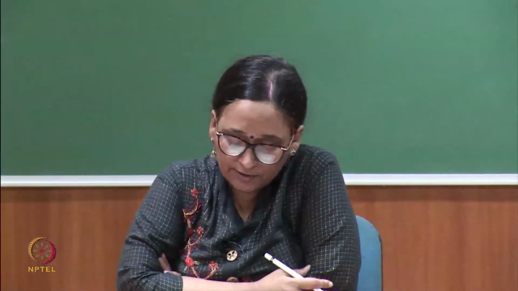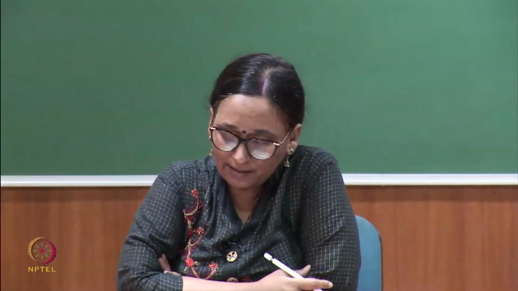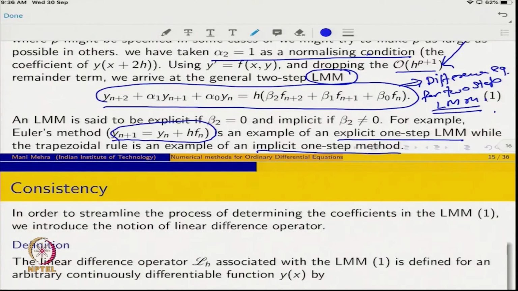Now, in order to streamline the process of determining the coefficients of this linear multi-step method, we introduce the notion of a linear difference operator. The difference equation is clear to you, but how do we choose these coefficients? Of course, we cannot randomly say that alpha 1 is 0, alpha 0 is something, beta 2 is something else and beta 1 is something else.